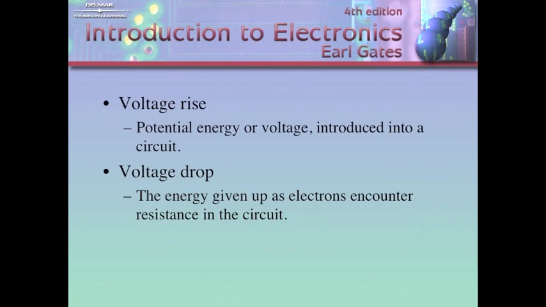Two terms you need to familiarize yourself with: voltage rise and voltage drop. Voltage rise is potential energy or voltage introduced into a circuit. So voltage rise is the energy that we put into the circuit. Voltage drop is the energy given up as electrons encounter resistance in the circuit. So voltage rise, energy we put in; voltage drop is the energy that we're taking out.